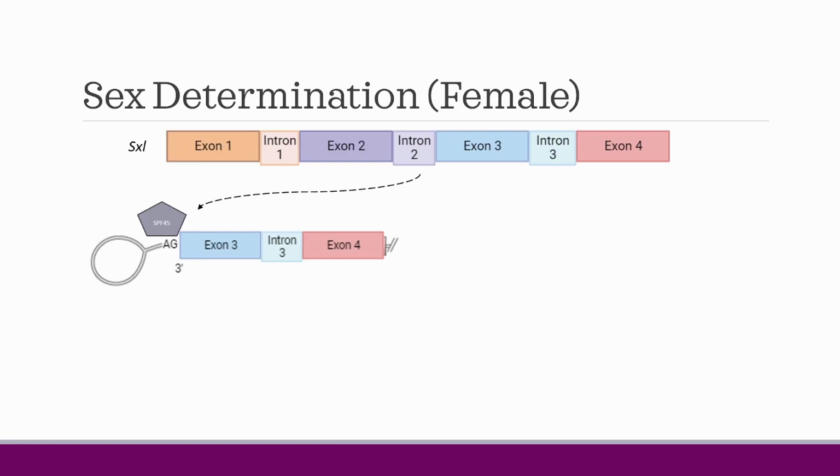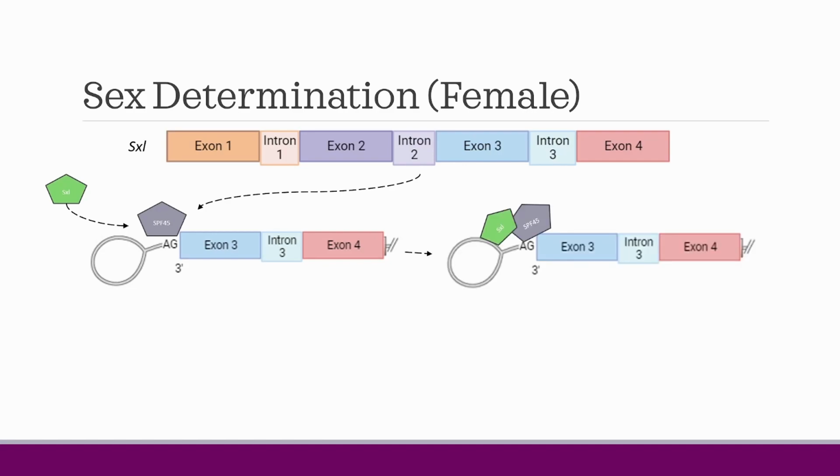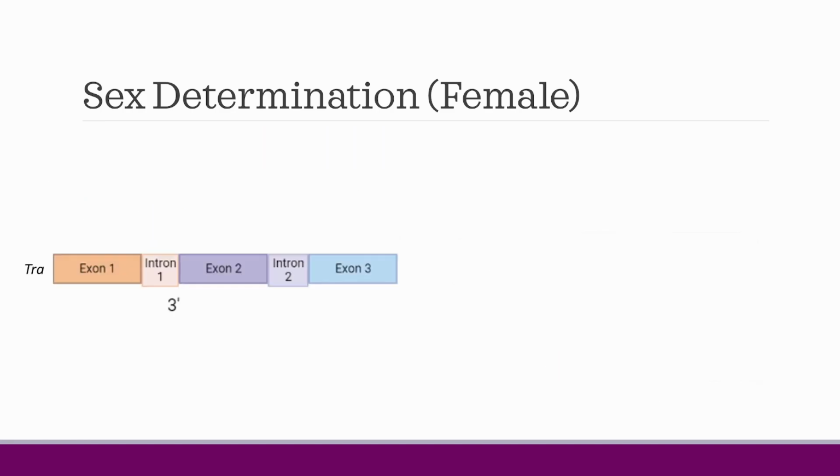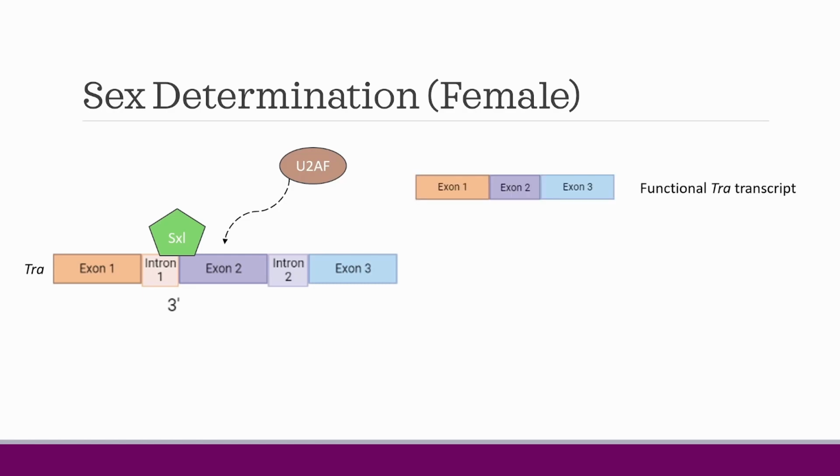In females, a functional SXL protein autoregulates its own splicing by binding to the mRNA transcript and splicing factor SPF45, inhibiting SPF45 and resulting in the exclusion of the third exon and production of more functional SXL protein. The functional SXL protein will then bind to the 3' splice site of intron 1 in the TRA pre-mRNA, forcing splicing factor U2AF to promote splicing at an alternative downstream splice site and leads to the production of a functional TRA protein.